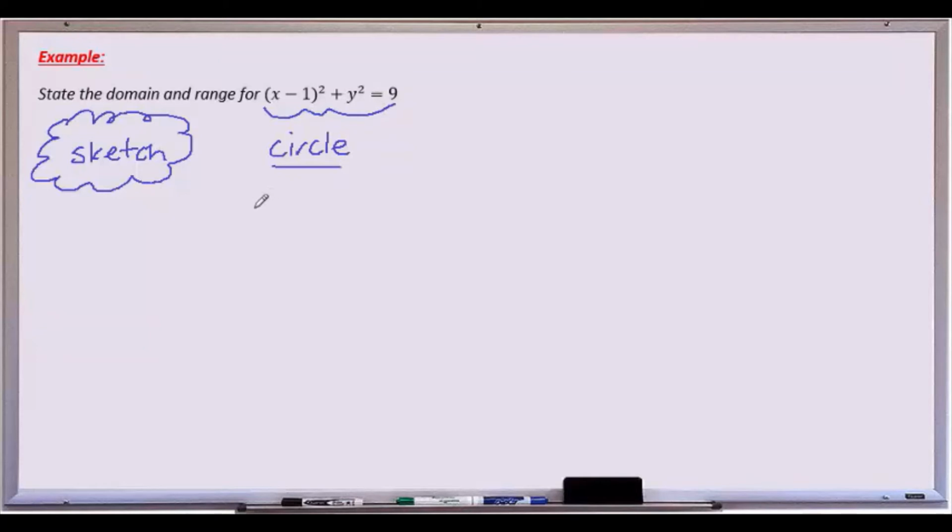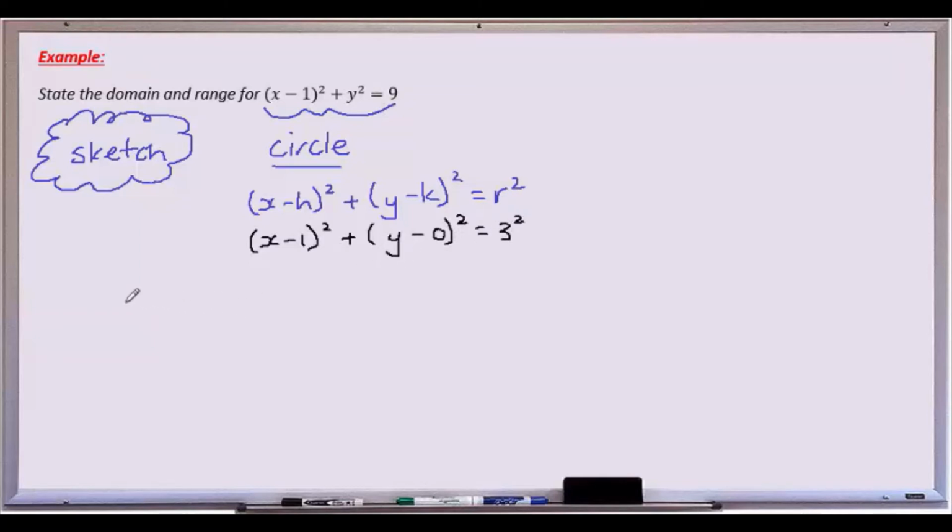And the general equation for a circle is (x - h)² + (y - k)² = r². So if I was going to rewrite this equation in this form, I would write (x - 1)² + (y - 0)² = 3². And that tells me that this is a circle with centre at (h, k), so therefore the centre is at (1, 0), and the radius equals 3.